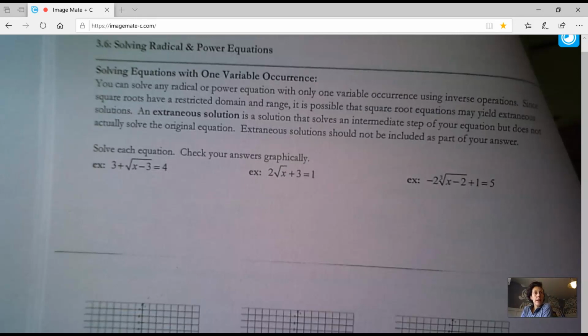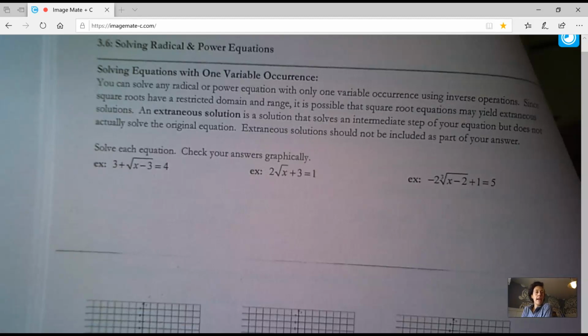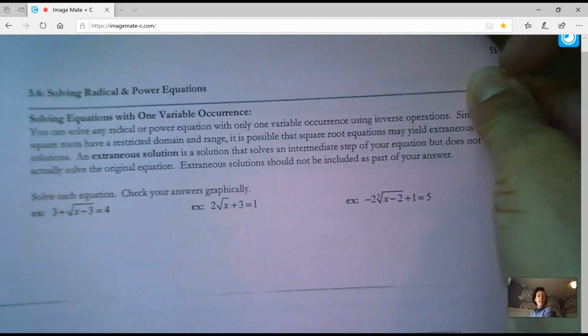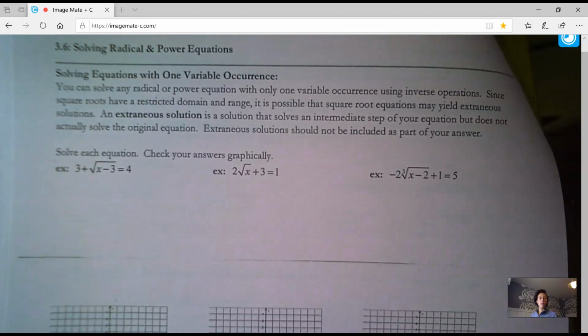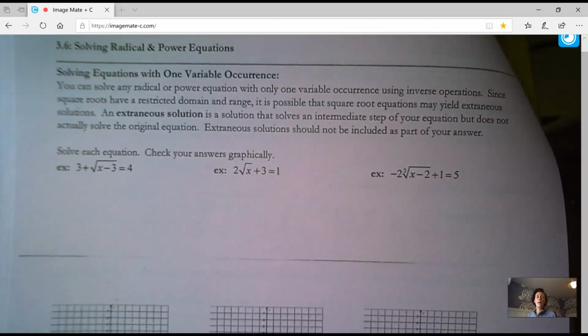Morning, everyone. So we are almost done with chapter 3. Our next section is supposed to be 3.5, but we're going to skip that for now and go to 3.6. So in your pink packet, I am on page 51, and that's where I'd like for you to go. The thing that we're going to be talking about today is solving radicals and solving equations that have exponents in them. But more specifically, our exponents are going to be fractions, okay?